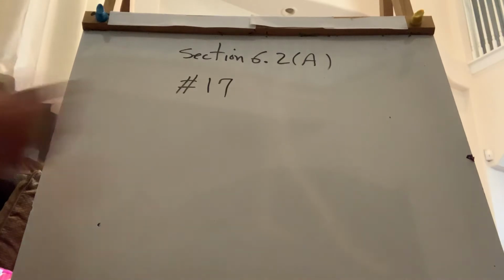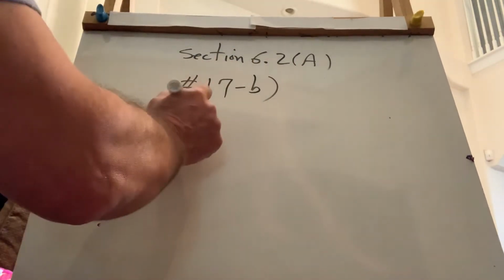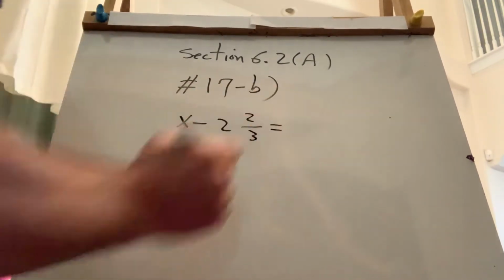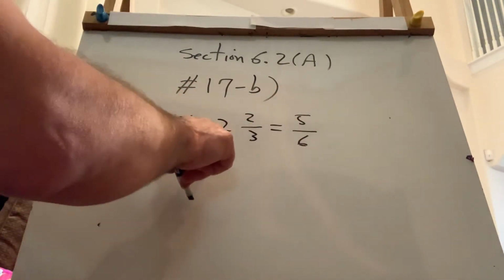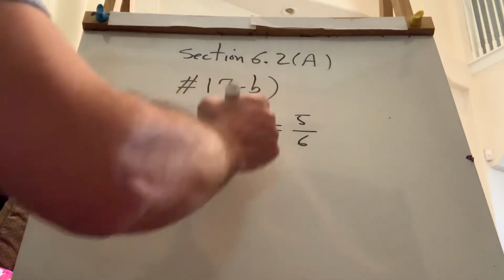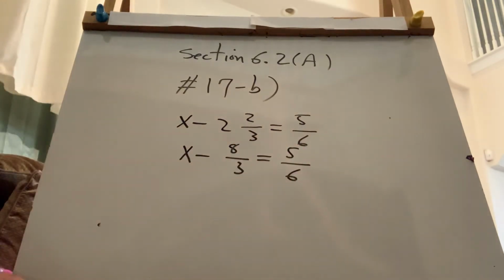So 17, part B. Same thing, we have to solve for x. And this one we have x minus 2 and 2/3 equals 5/6. Okay, so first again, I'd like to go ahead and change that to an improper fraction. 6 plus 2, which is 8/3, equal to 5/6.